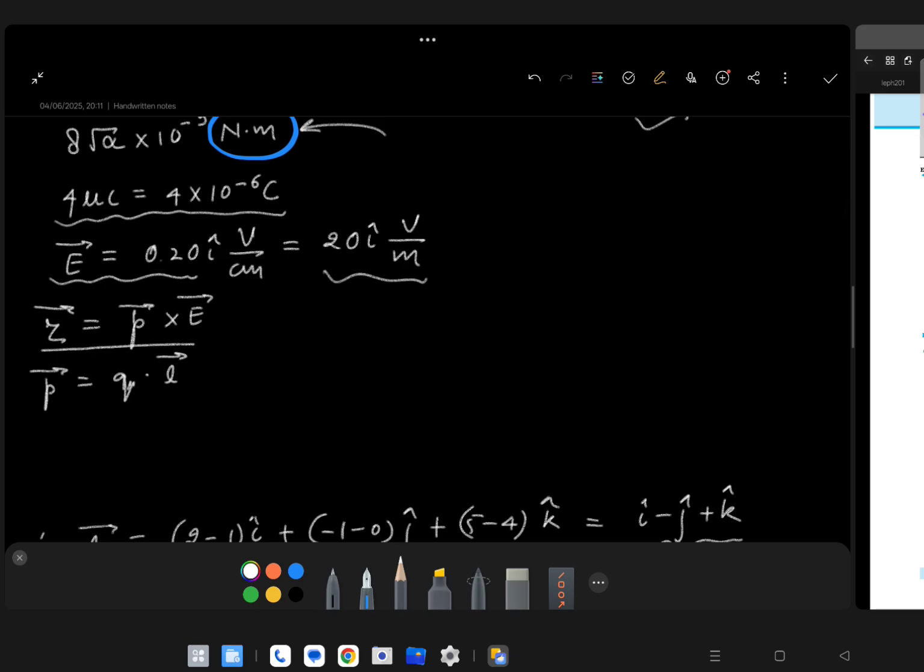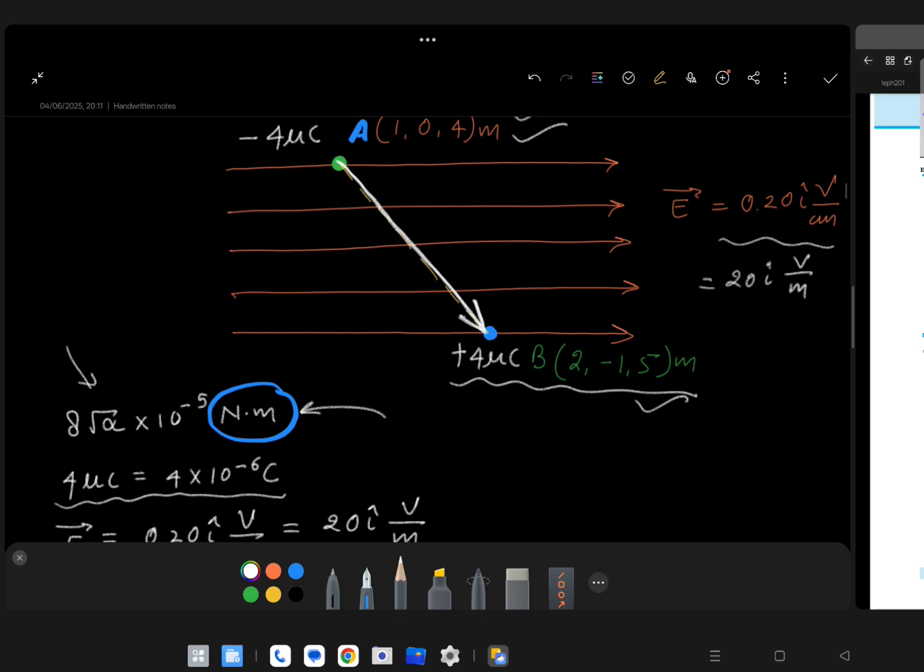Now, what is torque? If an electric dipole is placed in a uniform electric field, the torque acting on the dipole is given as tau vector equals vector P cross vector E. Okay, so it is given in the vector format. And vector P is the electric dipole moment, and vector P is expressed as Q into L vector, where Q is the magnitude of either of the charges. And vector L is the position of the positive charge with respect to the negative charge, because by the standard conventions we know that the electric dipole is directed from the negative charge to the positive charge.